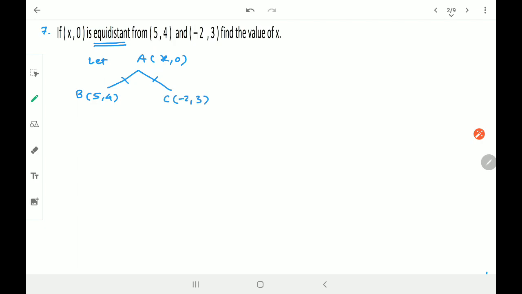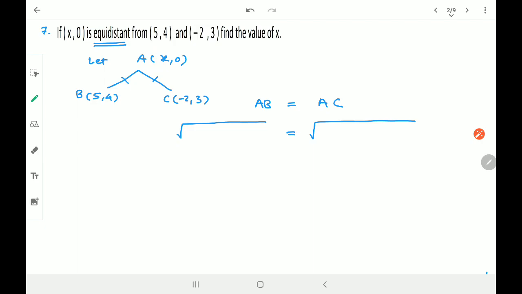What do you mean by equidistant? Can you tell me? The meaning of equidistant is distance is equal. That means AB is equal to AC. Hope you understand that. Equidistant: AB is equal to AC. Now AB is nothing but a distance, so I'll write it using the distance formula.